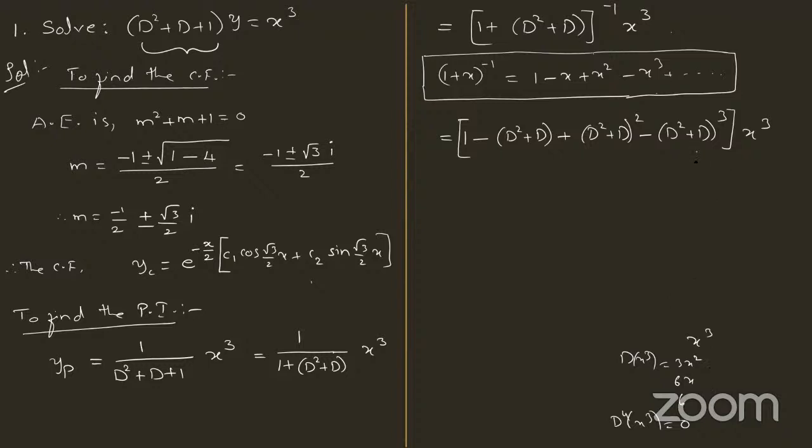So here, if you take the next term, which is d square plus d whole to the power of 4, what is the minimum term you will get here? When you expand this power 4, at least we'll get a term which involves d power 4, and all other terms in this expansion are higher powers of d only. There will be powers more than d power 4. So even if you operate them on x cube, certainly they'll become 0, you see. Right? Did you get my point?